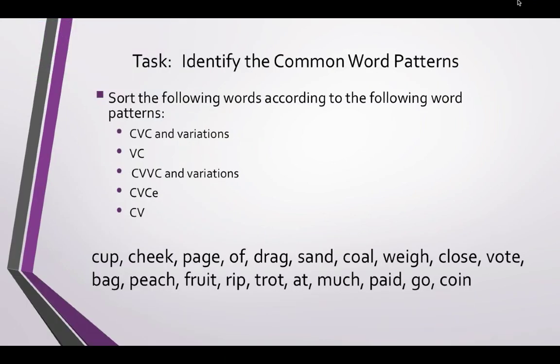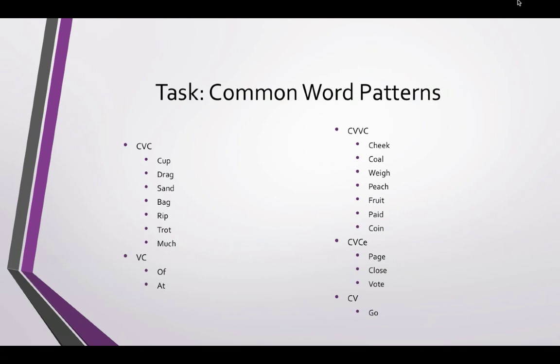So if we're trying to now sort by the different common word patterns, this is the time where you can sort the different common word patterns like consonant vowel consonant, vowel consonant, consonant vowel vowel consonant, consonant vowel consonant silent E, and then consonant vowel. So pause here, do the activity, and then check your work. Okay. And that is the end of our brief introduction to phonological awareness and phonics.